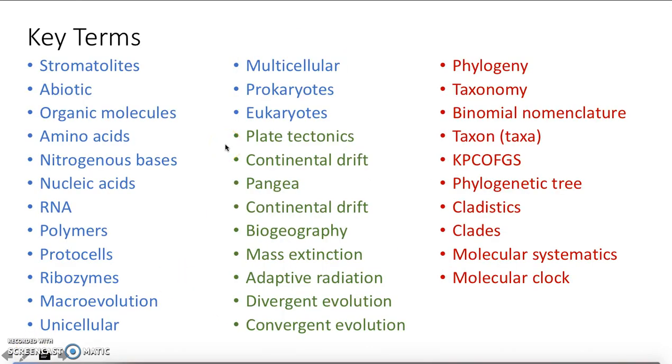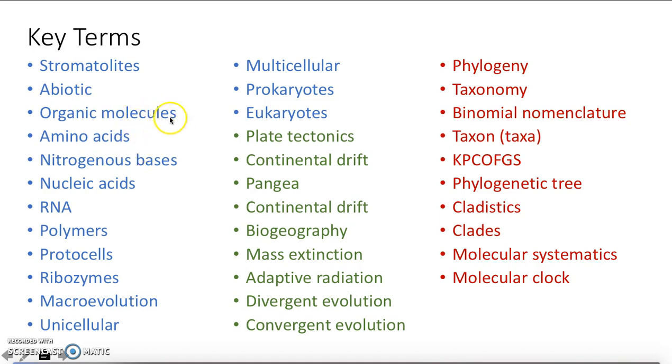So looking at the vocab for the chapter, I also made some changes here. You'll notice not all of the words technically have anything to do with actual evolution. We have some things on here: organic molecules, amino acids, nitrogenous bases, nucleic acids, RNA, polymers. Those are words that are used in the chapter, but because we haven't covered cellular biology yet, we're doing evolution first, we're going to need to have a general understanding of what those terms mean.